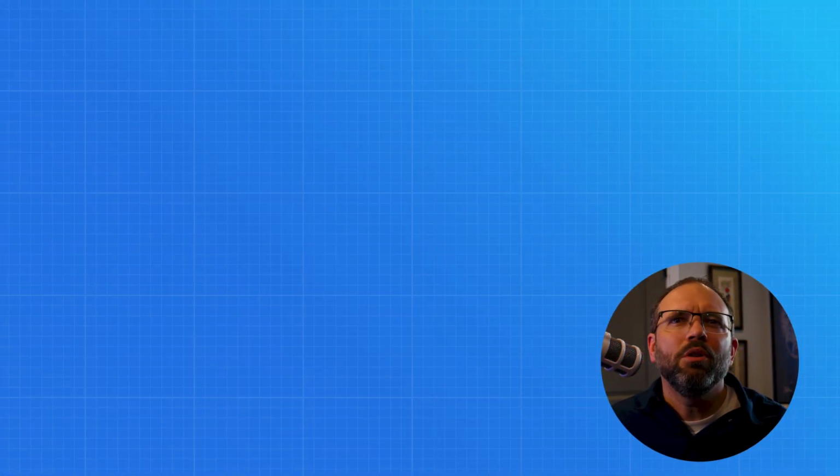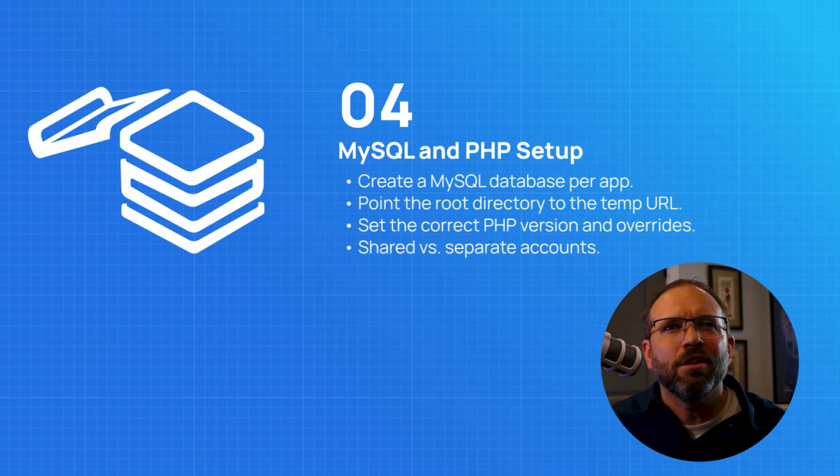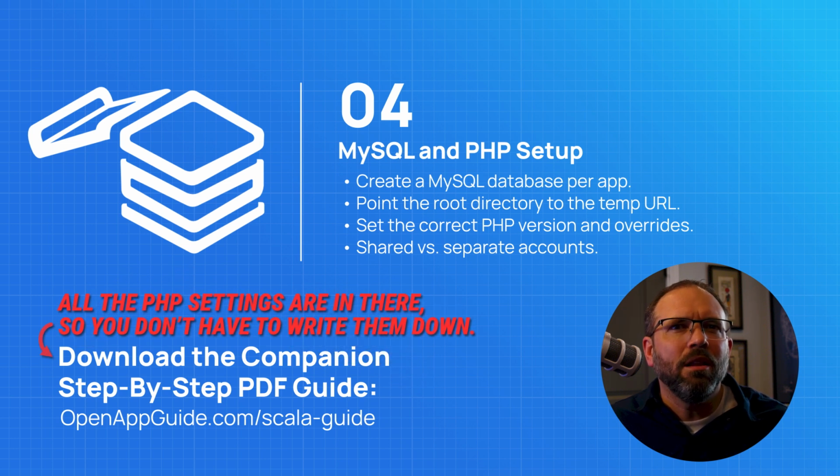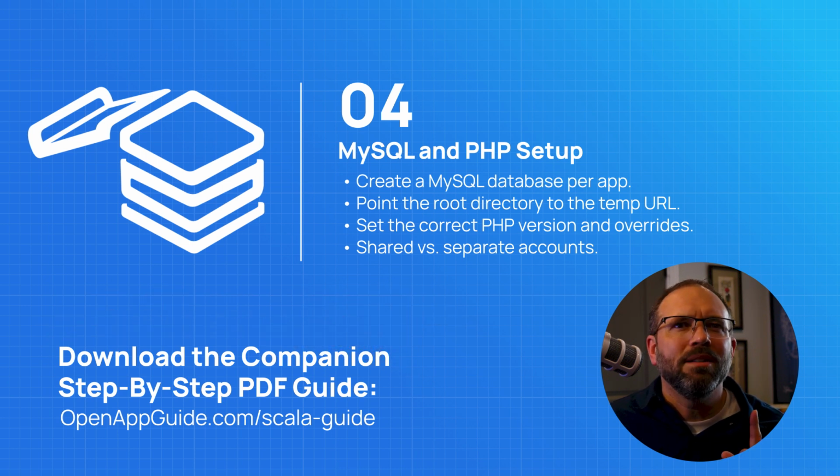We have our installation files for Joomla, WordPress, and Moodle uploaded and extracted in our server's directories. Next, we need to set up a MySQL database for each app, adjusting the root directory so your temporary URLs are working, and configure the right PHP version along with the custom PHP settings for each app. We're also going to be talking about the benefits and drawbacks to running your apps on separate accounts in SPanel or running multiple apps in the same account.